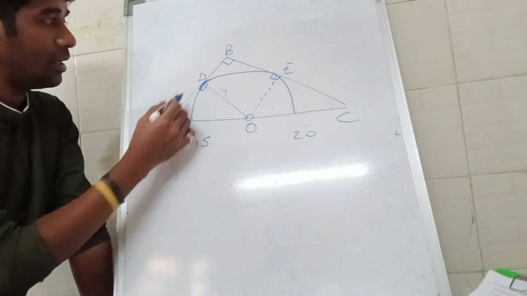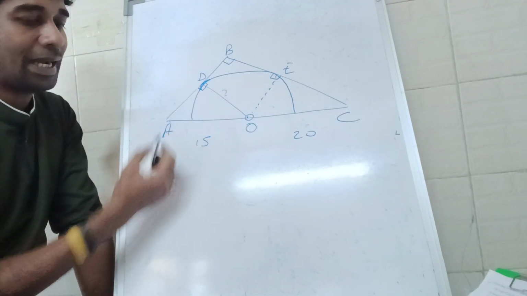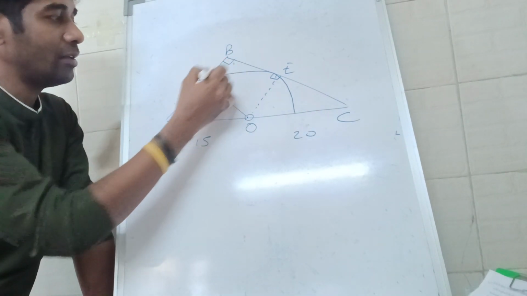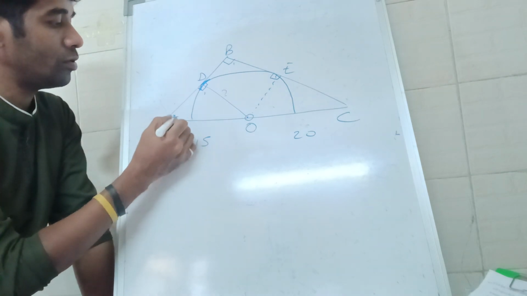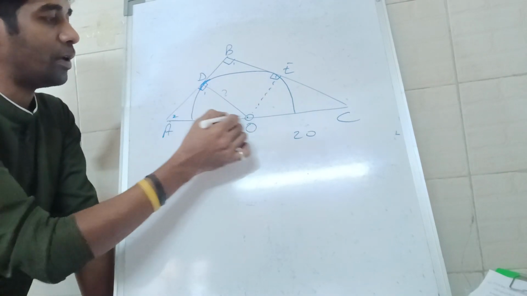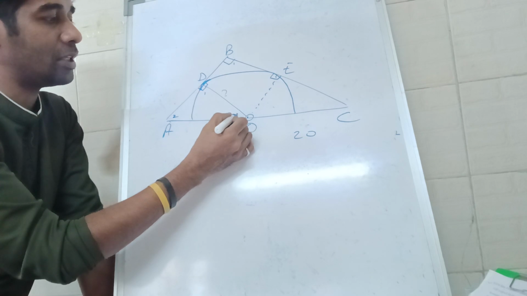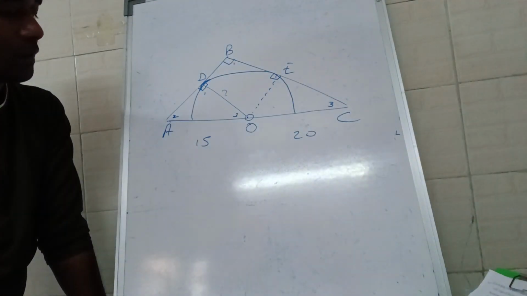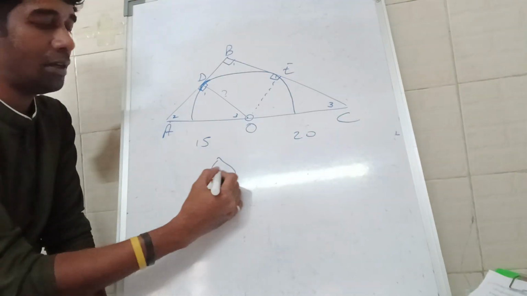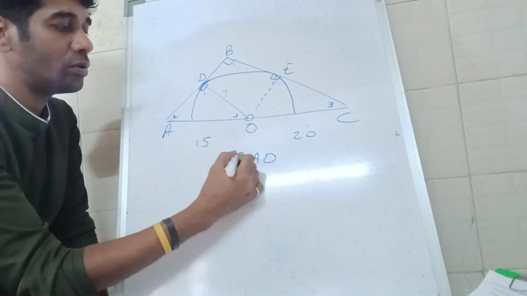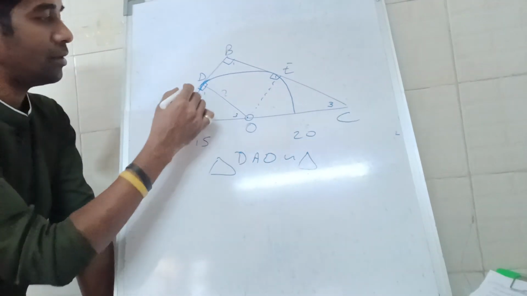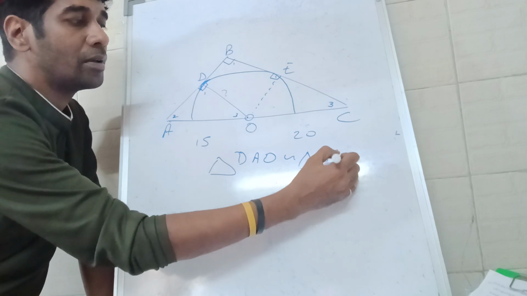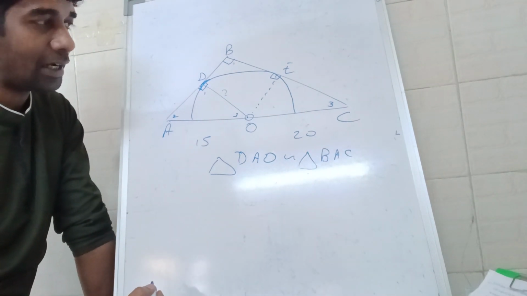In triangle DAO and triangle BAC, this is 1, this is 2, and the big triangle and small triangle have a common angle, so this will be 3. Now I have got two triangles similar: triangle DAO is similar to triangle BAC, by the angle test.